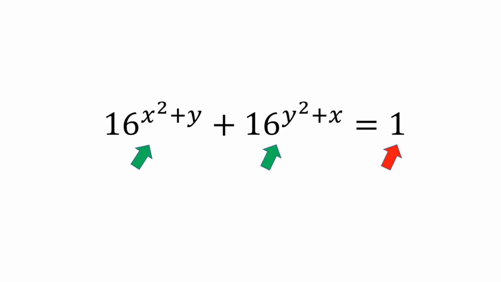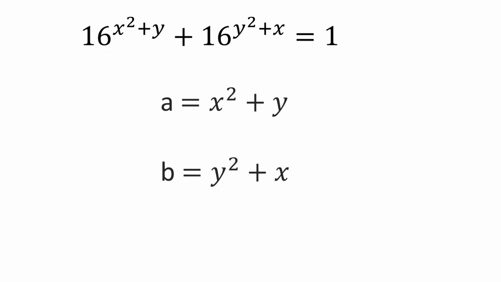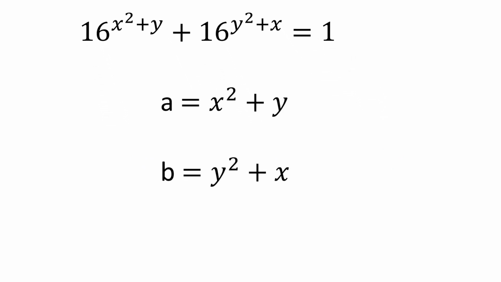Let's simplify things with a clever substitution. We'll call the first exponent a, so a equals x squared plus y, and we'll call the second exponent b, so b equals y squared plus x.